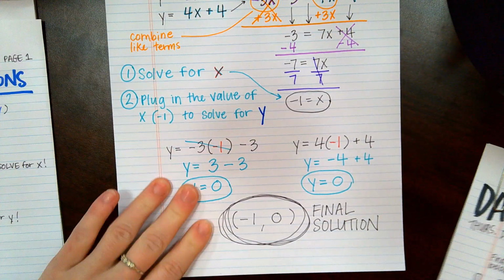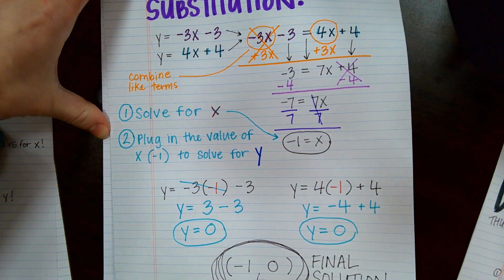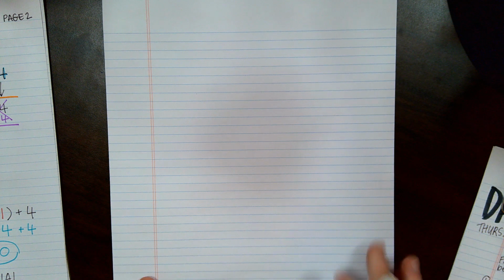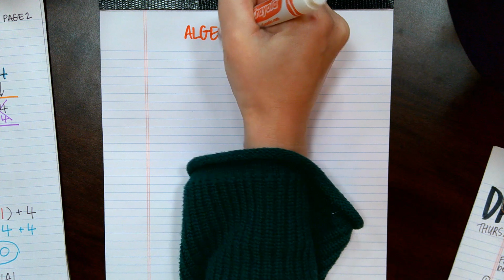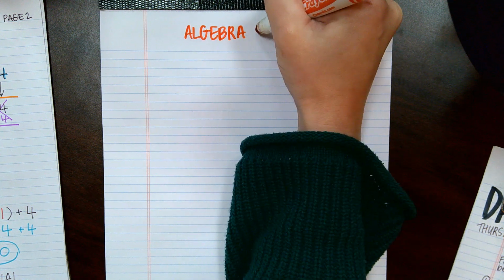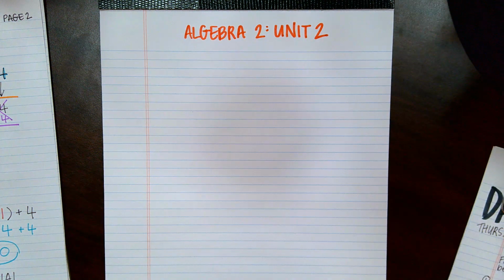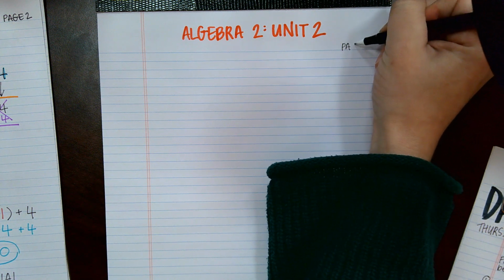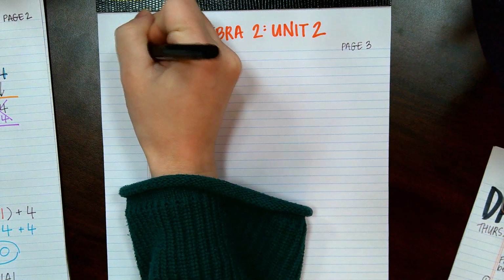Let's start a new page. We kind of spread that problem out. It looks like a lot. Moving on. So I'm gonna title my new page Algebra 2, Unit 2. And this is page 3 of our notes. Still day 22.